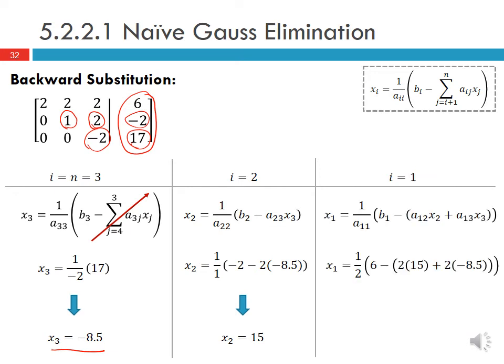And then I subtract 1 again from my i, so i is equal to 1, and I get what is shown here. So now my x1 is equal to 1 over a11, which is 2, times b1, which is 6, minus a12 times x2, so that's 2 times 15. So this is my a12, and then my x2 was here, plus a13 times x3. So this is my a13 and my x3. So that means that x1 is equal to negative 3.5.